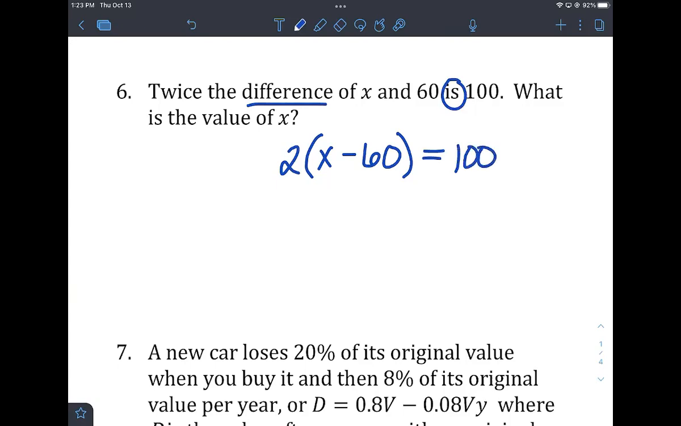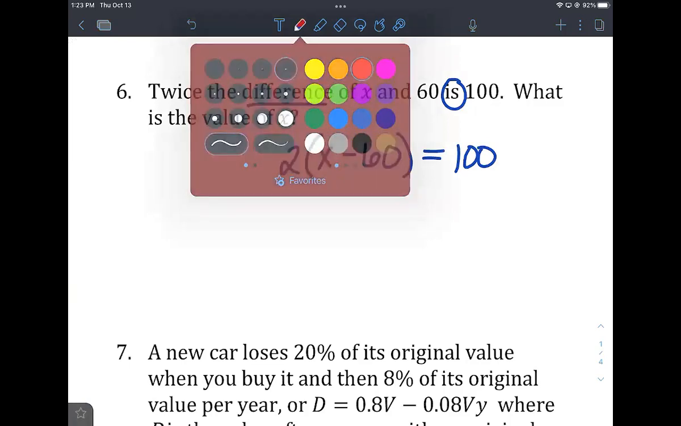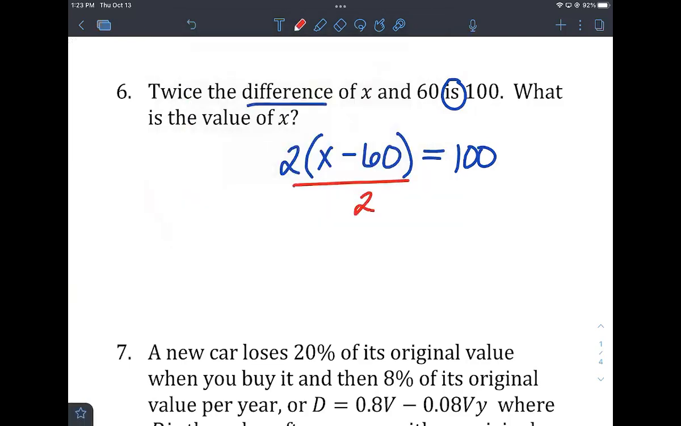All right. Now you could distribute the 2. Can I show you a shortcut? Divide by 2. X minus 60 equals 50. X is not 10. X is add 60. Add 60 is 110.